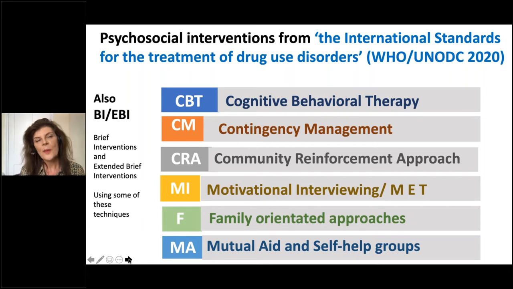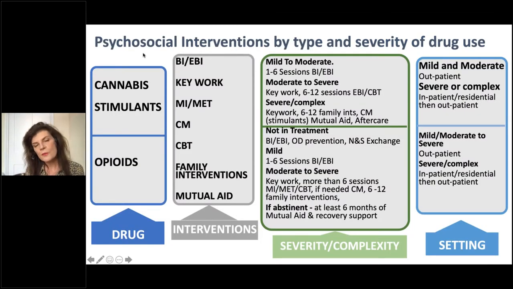Okay, now, we need to really think about how we put these together for people and in systems according to their type of drug use and their severity of drug use disorders. And this is a kind of complex slide, so I'll walk you through some of the key issues that I'm trying to illustrate here. On the left-hand side, we've got the drugs, and here we've just got cannabis and stimulant use, and opioid use. We've got the range of psychosocial interventions that we might use that we saw in the previous slide, everything from brief interventions to key work, motivational interviewing, contingency management, CBT, family interventions and mutual aid.